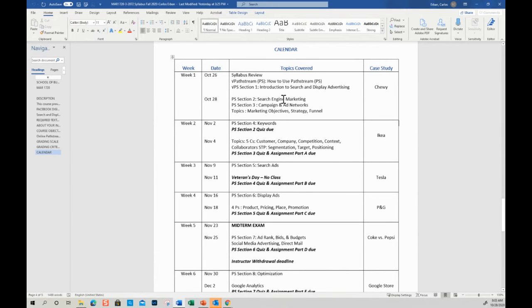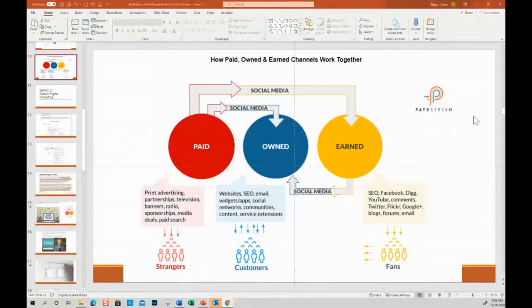I'm going to cover again some things in section 2 and some additional things in section 2. Section 3 is very important because that is the one that your assignment and quiz are due for, also next week. So, all right.